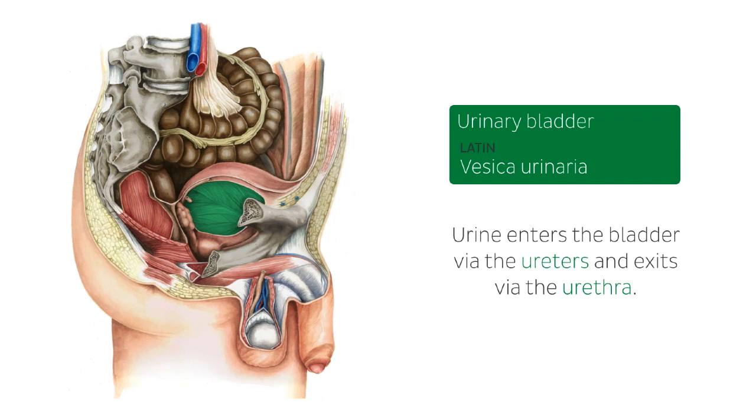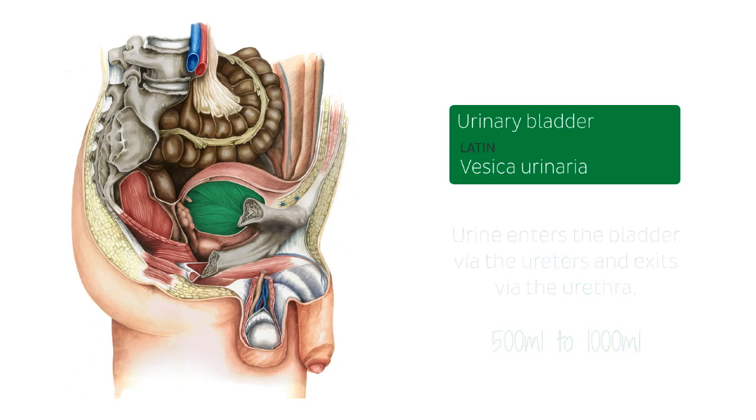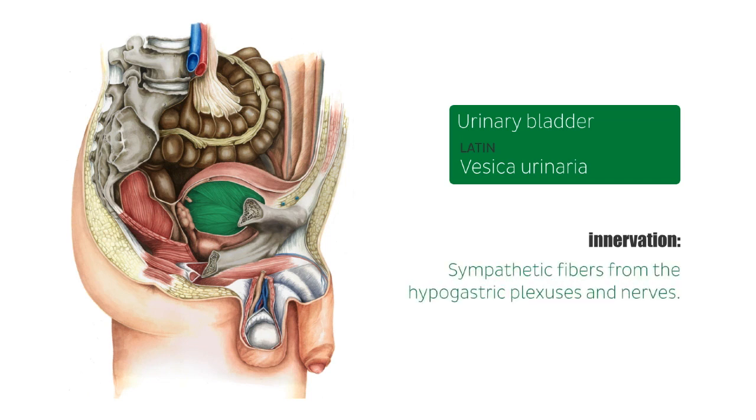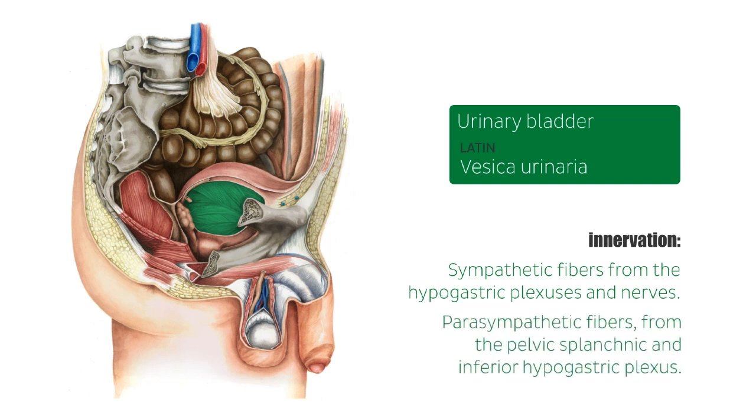It's almost impossible to give an exact measurement for the volume of the human bladder, but different sources mention from 500 to 1,000 milliliters. There is also some innervation associated to the urinary bladder that I would like to talk about. The bladder receives motor innervation from both sympathetic fibers, most of which arise from the hypogastric plexuses and nerves, and also parasympathetic fibers, which come from the pelvic splanchnic nerves and the inferior hypogastric plexus.